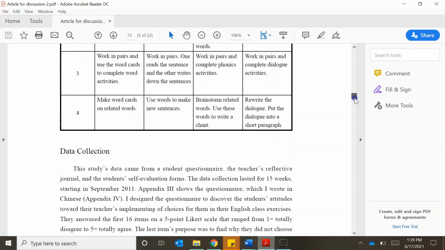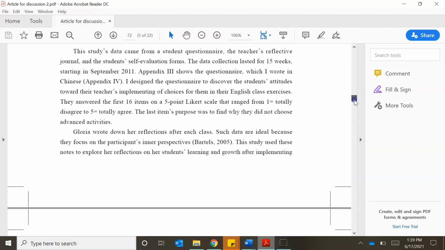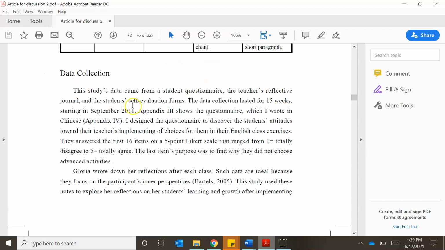The next section I'm going to look at is how they collected data. Typically, their collection of data is listed out in the first 3 to 5 sentences. You can see here it says that the data collection lasted for 15 weeks. It was also designed using a questionnaire to discover the students' attitudes, and that questionnaire was done using a 5-point Likert scale. This is all information that is listed in that first paragraph of data collection. It is important for you to understand how the research was completed so that when it comes to the conclusion, you understand what the results that they are reporting say and where they came from.